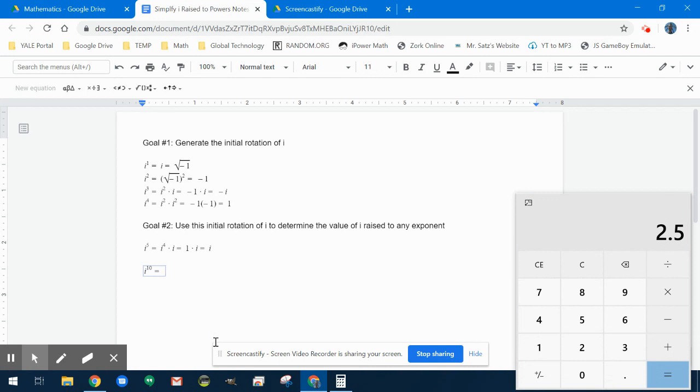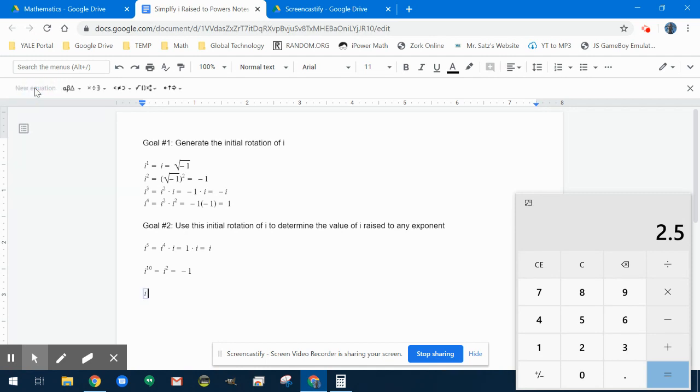And what that means is that it's going around our initial rotation 2 full times, but then going 0.5 more. Well, 0.5 is a remainder of 2, kind of like how 0.25 would be a remainder of 1, and 0.75 would be a remainder of 3. So because we have a remainder of 2, i to the 10th power is the same as i squared, or i to the 2nd power, which means that it's just negative 1. All we had to do is use our initial rotation from above. Let's take a look at another example.